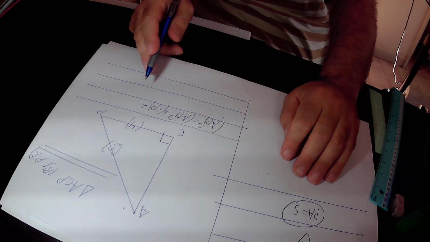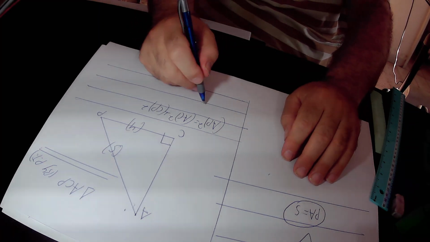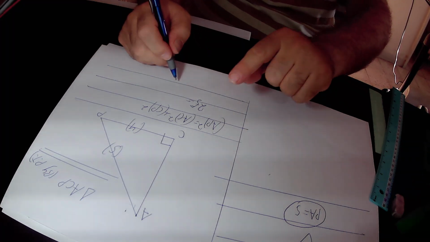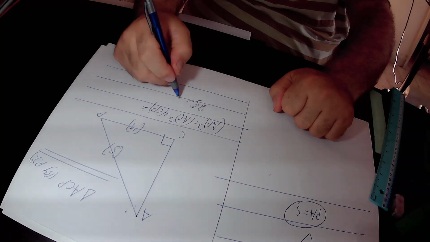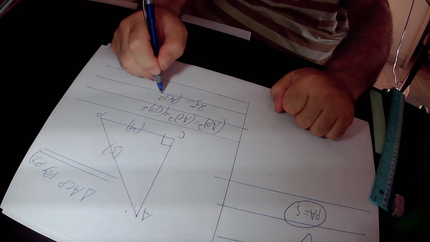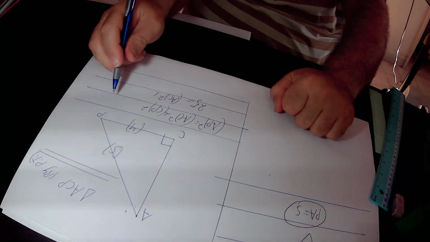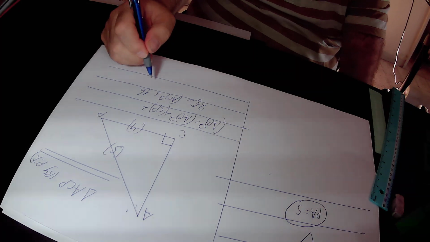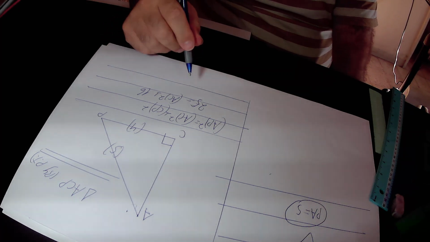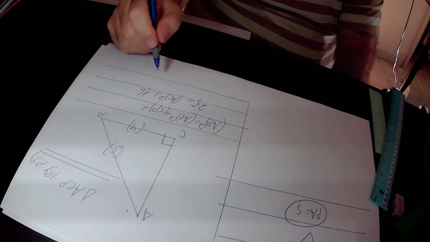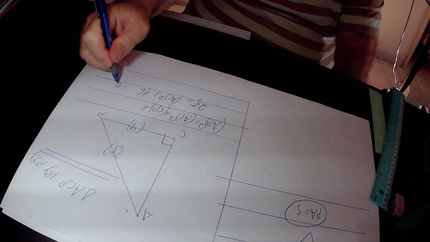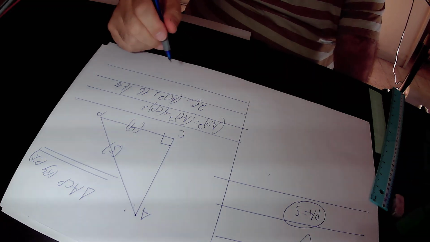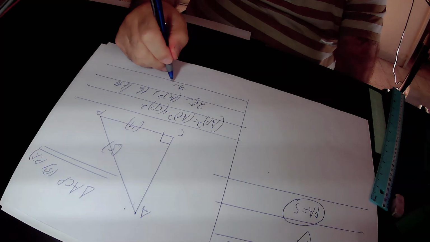AP is 5, therefore AP squared is 5 squared, that is 25. And it equals AC squared. AC is the missing side, so we will leave it as it is. Plus CP squared. CP is 4, therefore CP squared is 4 squared, that is 16. So in total, we found that 25 equals AC squared plus 16. Here we subtract 16 from this equation. And we get that 25 minus 16 is 9, so 9 equals AC squared.